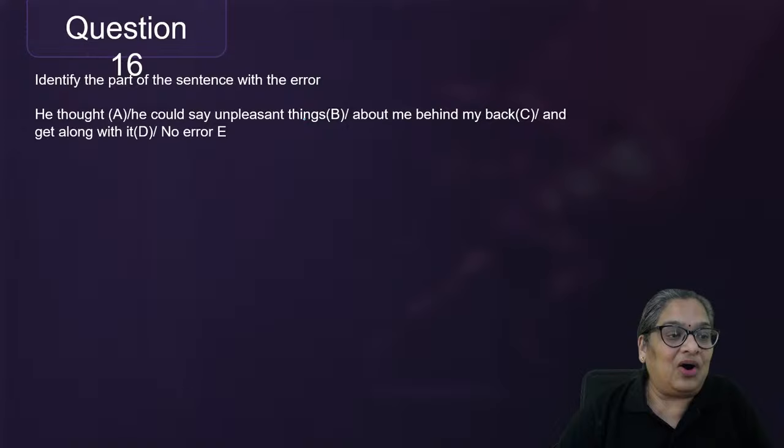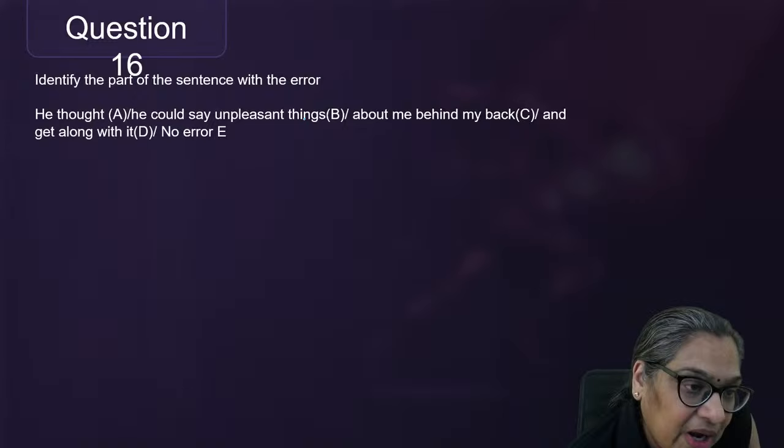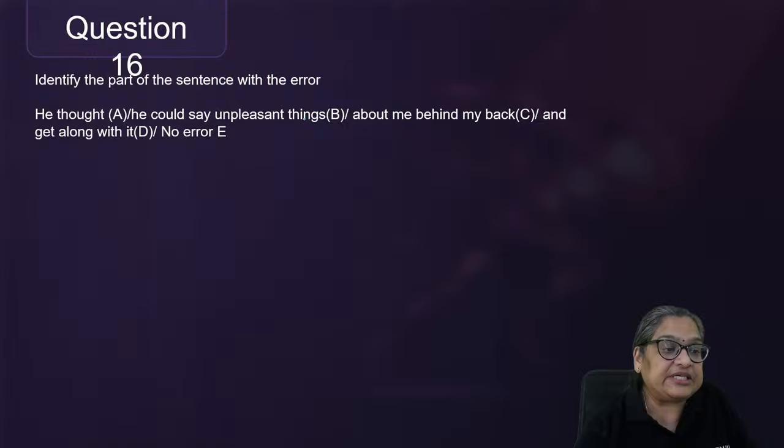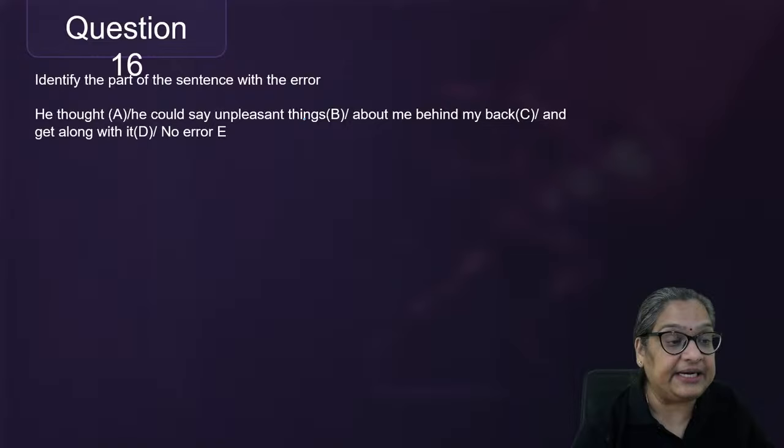Rahul, how would you correct it if D is the error? Rahul thinks 16, not 15, sorry. 16. If you think D has an error, how would you correct it? 16, D is indeed the correct answer. How would you correct it?